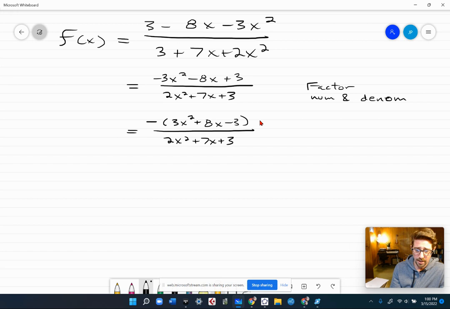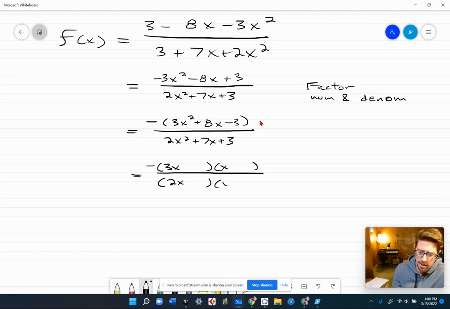And then we have to factor these two things that both have leading coefficients that are not 1. That's okay. We know how to do that. So the top has to factor into a 3x and an x, and the bottom has to factor into a 2x and an x. Pick your favorite factoring method. I have to make an 8 out of a 3 and a negative 1. So I think I have to go plus 3 minus 1, right? Because that gives me 3x squared plus 9x minus 1x. So that's 8x minus 3.